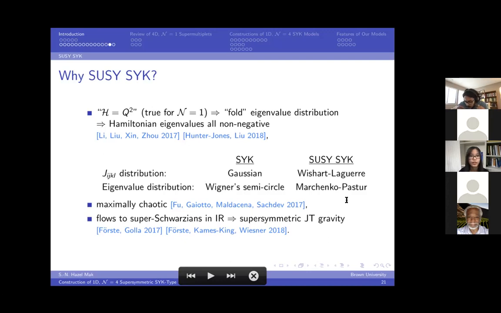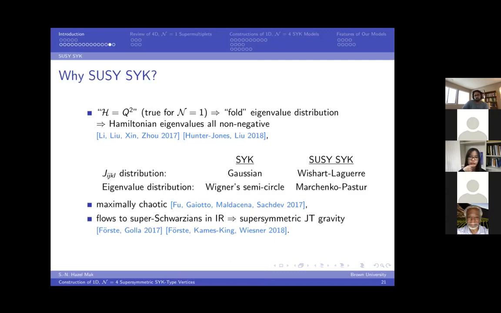So yeah, but this will be the references to look at for this discussion, and I can send you the references later. So yeah, this is the first reason that people study supersymmetric SYK.